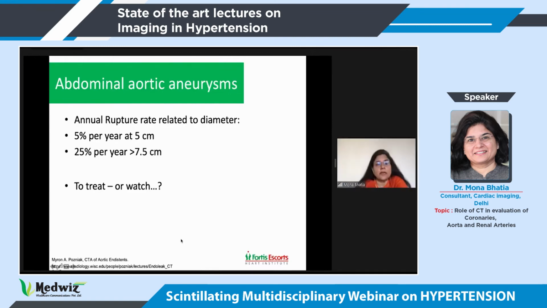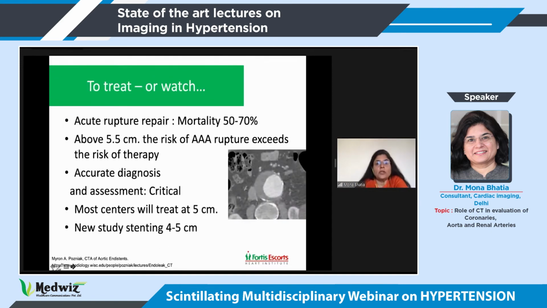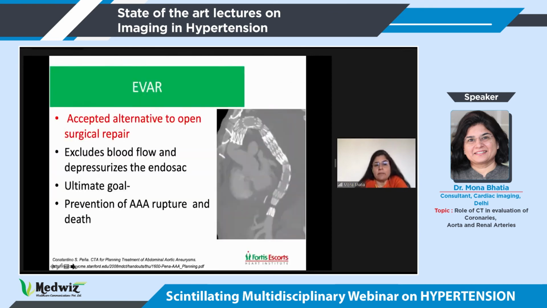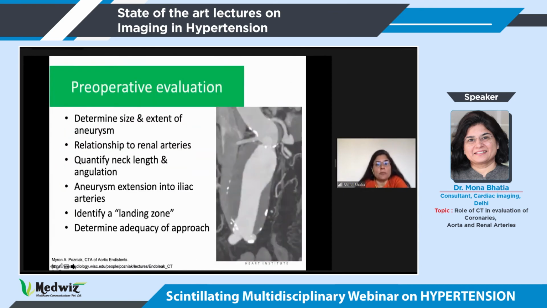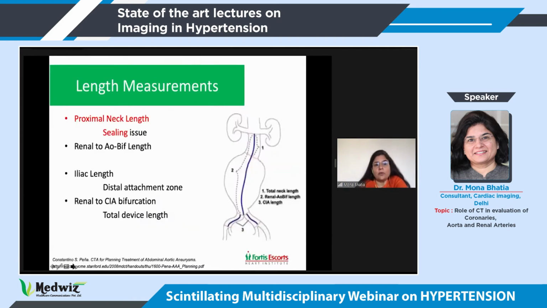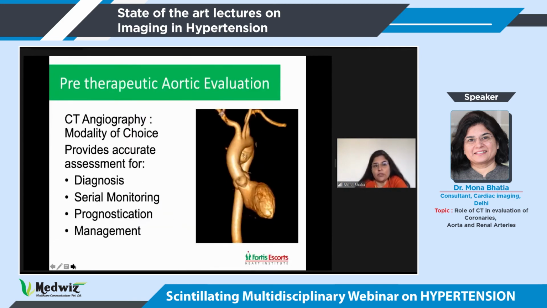Risk is related to the diameter. And so you need to know when to treat and when to watch. And then you need to look at what is the diameter. EVAR is an accepted alternative to open surgical repair, and pre-op evaluation involves a very detailed study in order to make sure that you have success of the EVAR.